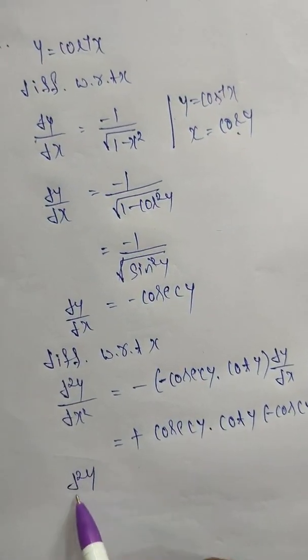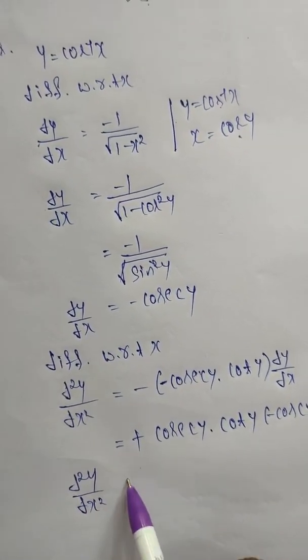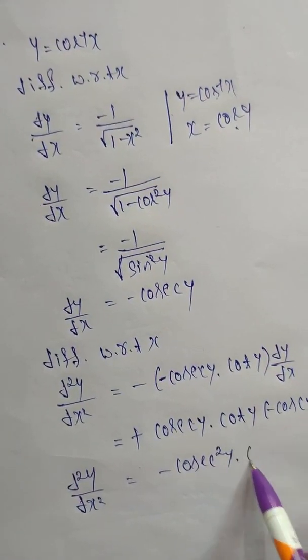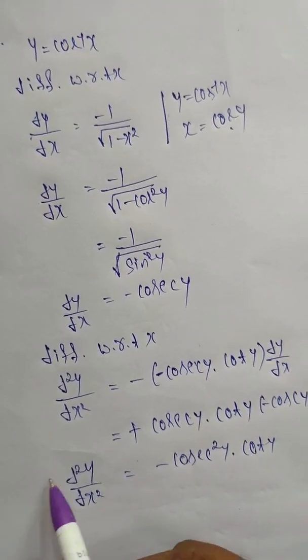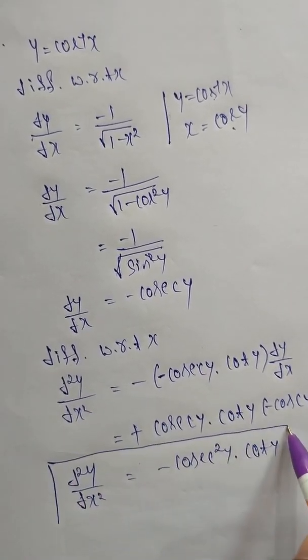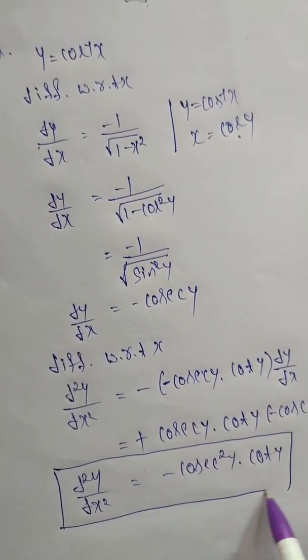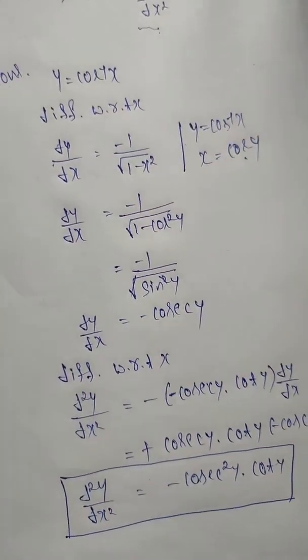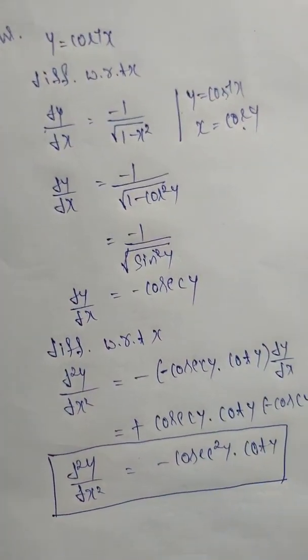So now d square y by dx square is equal to minus cosecant square y into cot y. So this is the answer: minus cosecant square y into cot y. So it is a very easy problem. Is it clear?